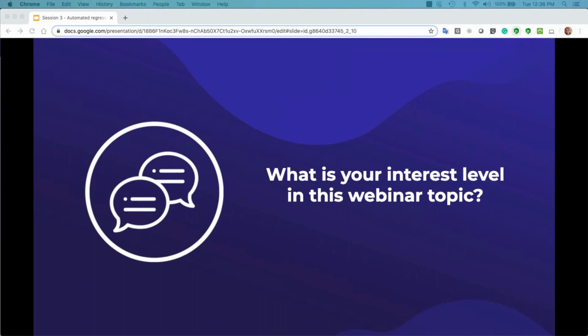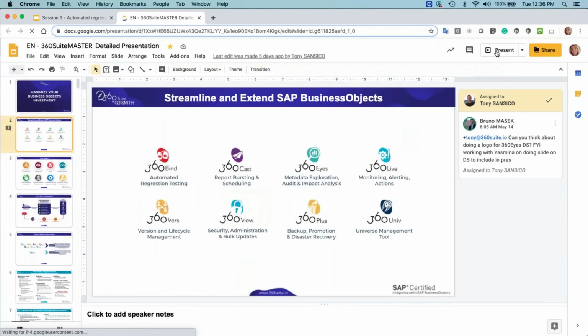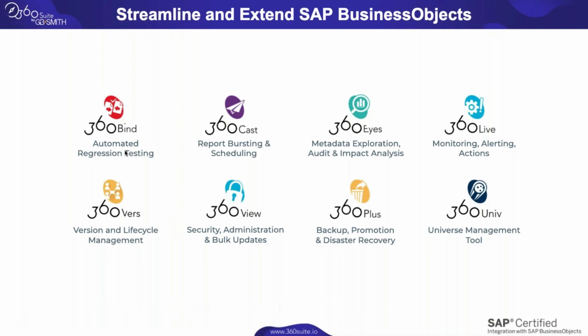Okay, so let me just grab a slide that has all of our solutions. I'll share this real quick. So this is a slide that has all of our solutions. Bind is the one we're covering right now. This does the automated regression testing. And then we've got Cast. There's a session later today on the scheduling and bursting solution. That will be the last session of the day today.